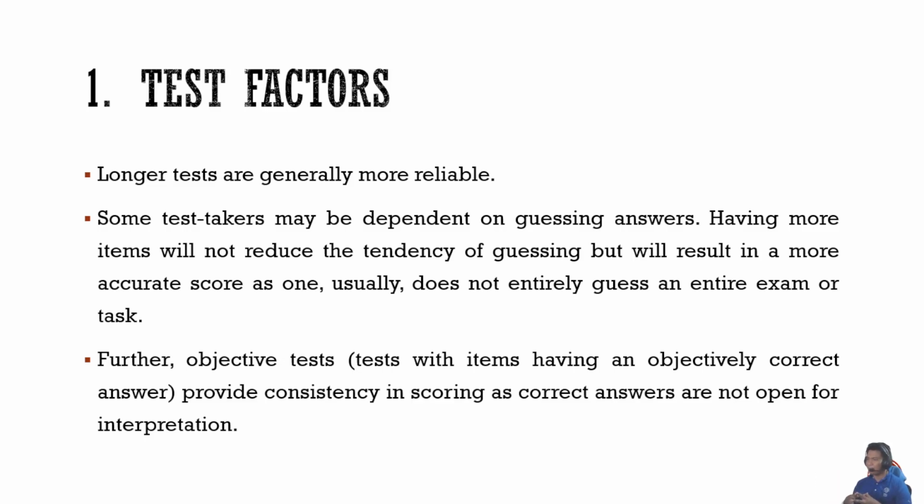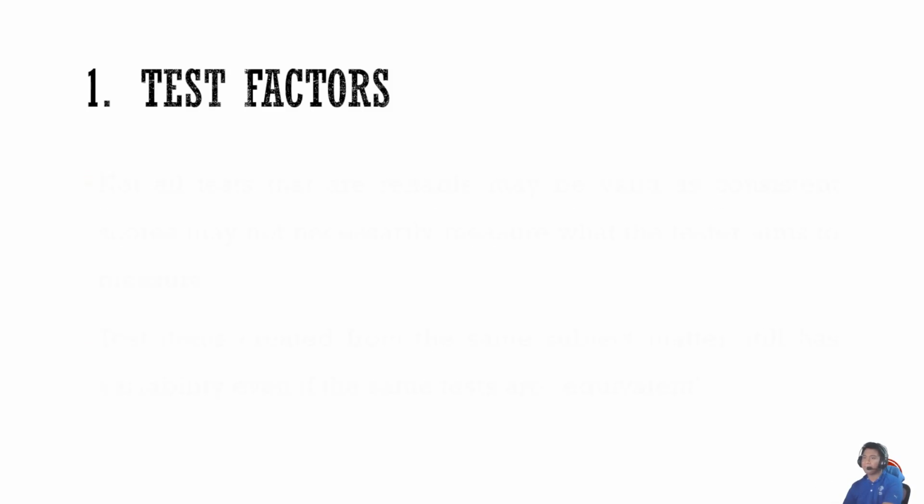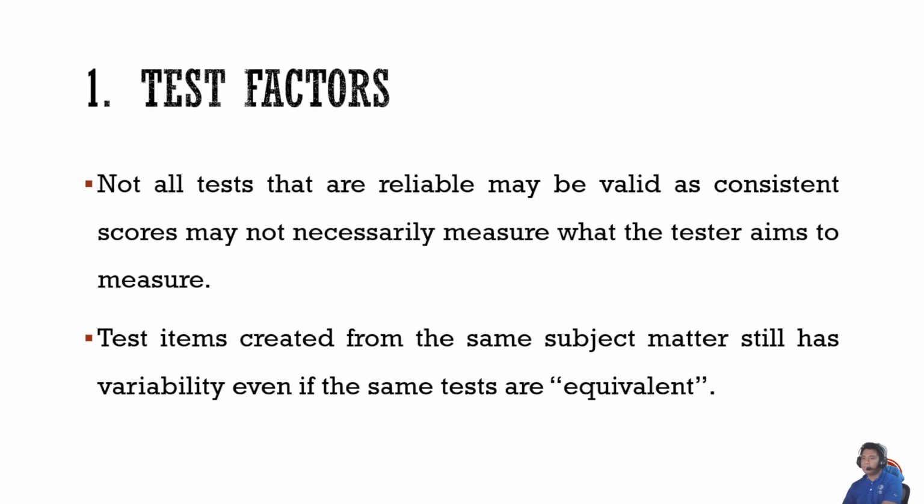Sa PE, for example, that's also a subjective test. So, not all tests that are reliable may be valid. Now, validity is another criteria. It's another principle when it comes to our test reliability. So, those are two interconnected ideas, reliability and validity.